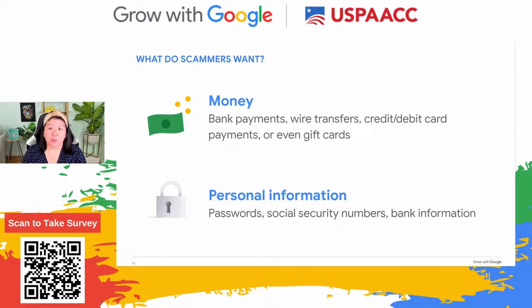So now that we know what scams are, let's talk a bit about scammers and what we need to know about them or what they contact people on the internet about. Scammers are generally looking for two things: money and personal information. The money that scammers are looking for can come in various forms, including bank payments, wire transfers, credit or debit card payments, or even gift cards.